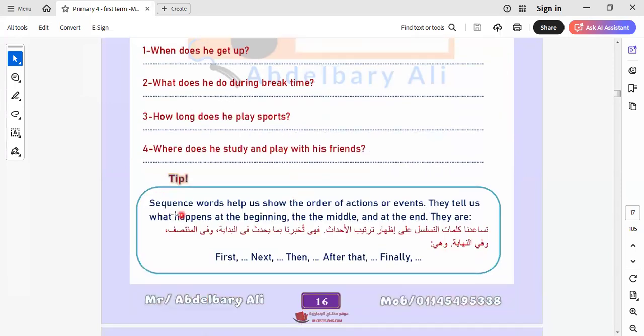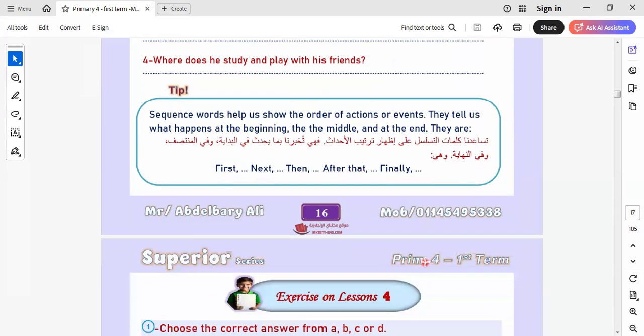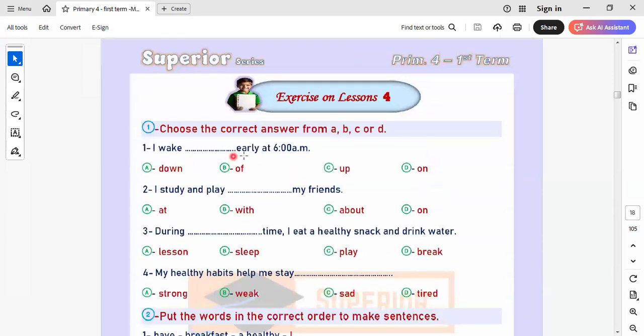Let's go to another one here. Sequence words help us show the order of actions. This is called sequence words: first, next, then, after that, and finally. Let's go to another one here.